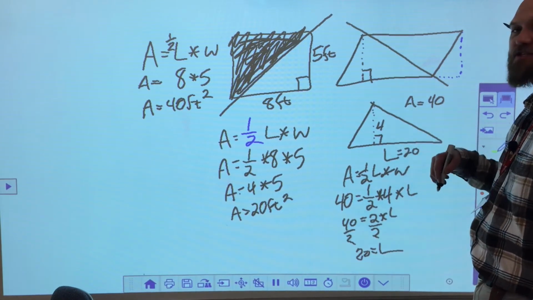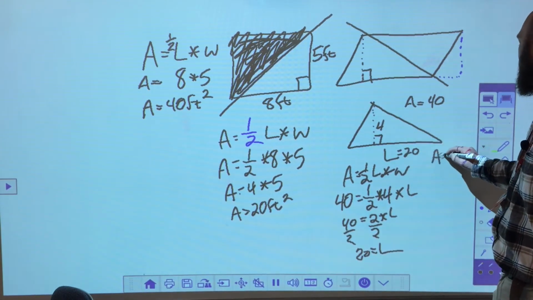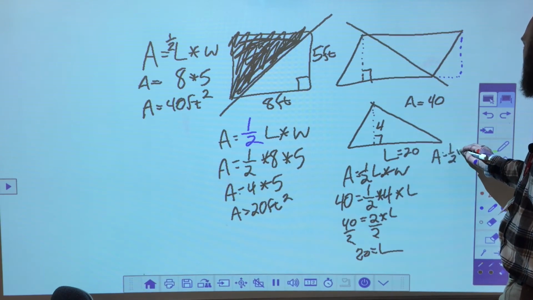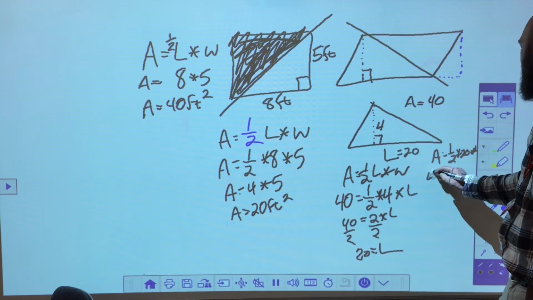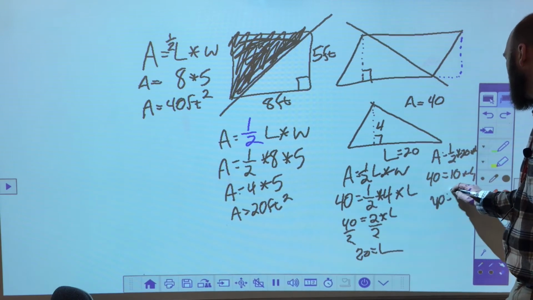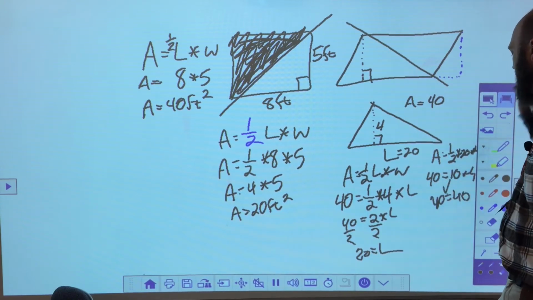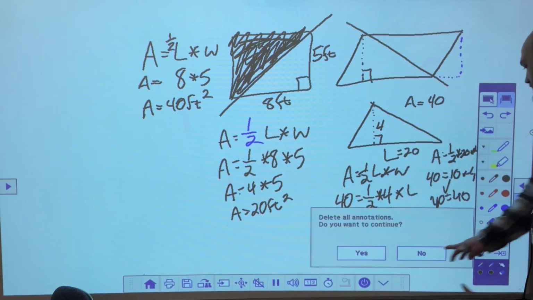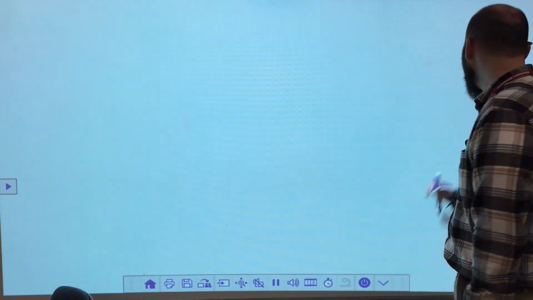So let's go back and let's check our work, right? Area equals 1/2 times 20 times 4. If my area is 40, is that equal to half of 20, which is 10, times 4? 40 equals 40, and that is correct. Okay, I've verified it. So let's go ahead and just look at 2 in your book here.